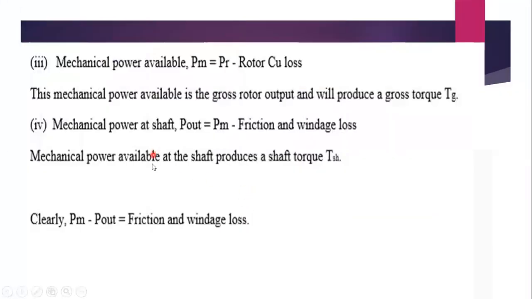The mechanical power available, PM, is equal to the rotor input minus the rotor copper loss. Also, the shaft output power is equal to the mechanical power developed, PM, minus friction and windage loss. So this is about the simple power flow stages in the slip ring induction motor.